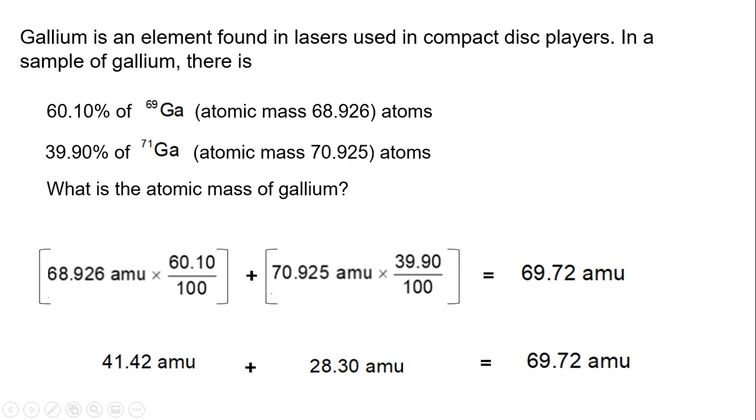average. And 69.72 means that this one has a higher percentage. It's more going to match this mass of 69 over the 71. But it's not close to 70 as much, but it's closer to 69. So this is a far higher percentage abundance of it.